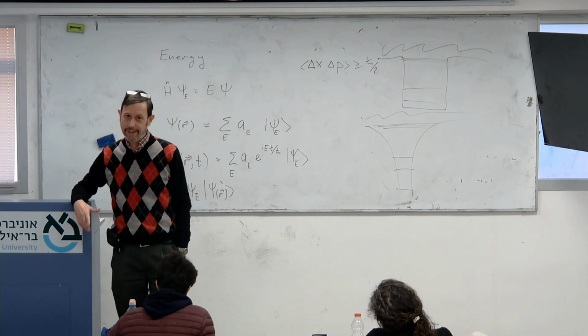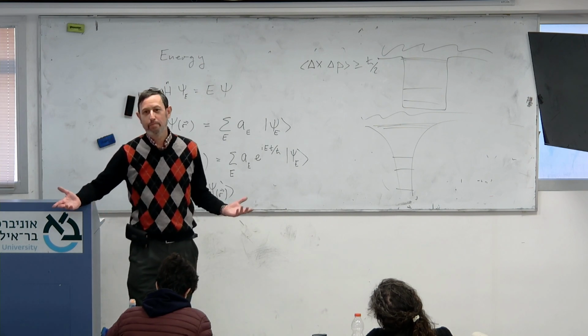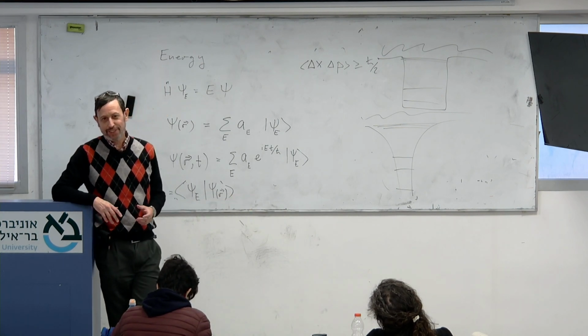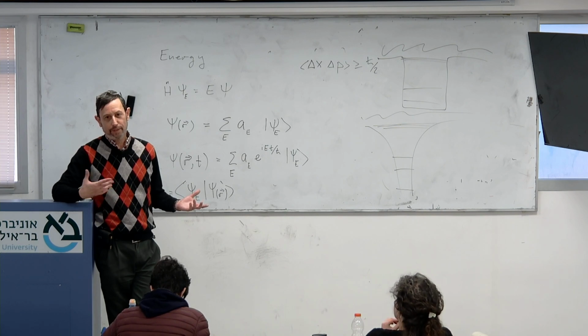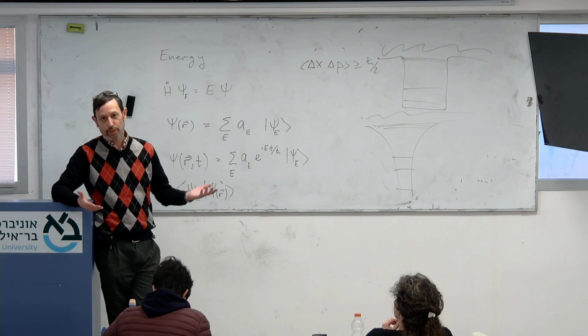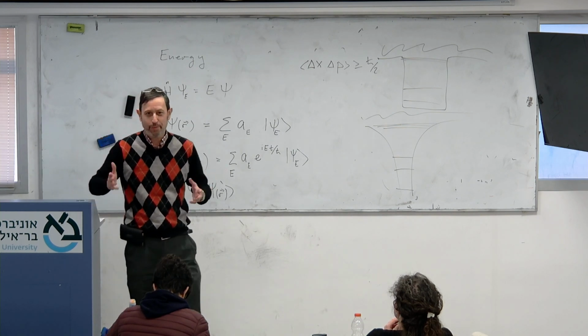Gaussian. Gaussian. That's this miracle function that the Fourier transform of a Gaussian is also a Gaussian.